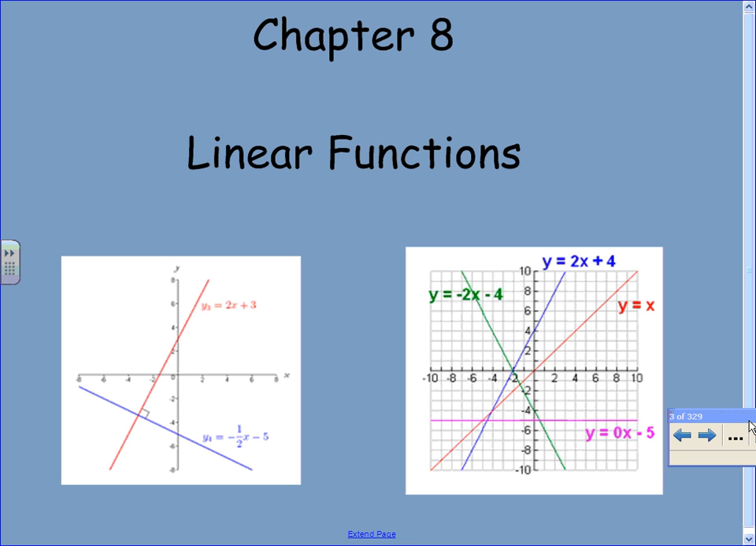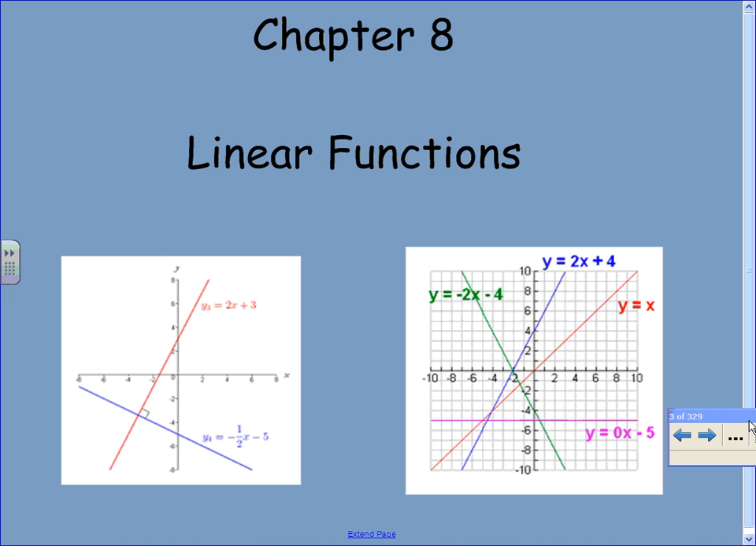Basically, what I have up on the board are some examples of linear functions that I just randomly Googled, and a bunch of them pop up. This is the most basic function that you will learn, okay? It's the easiest one to graph. I told you guys a little bit at the beginning of the year.